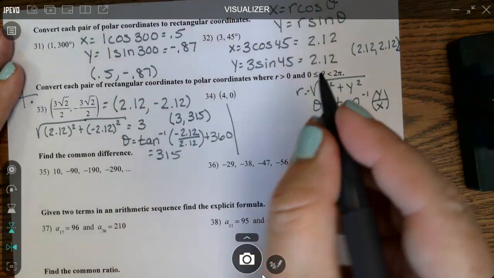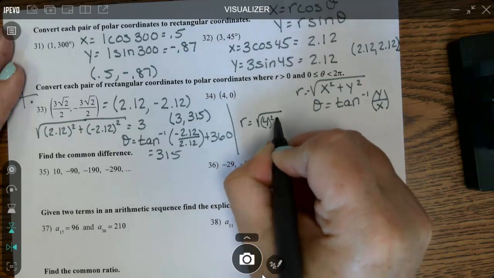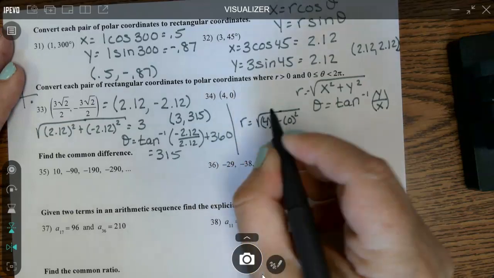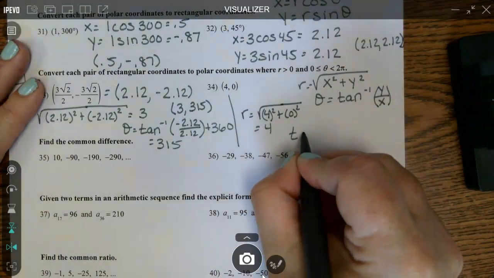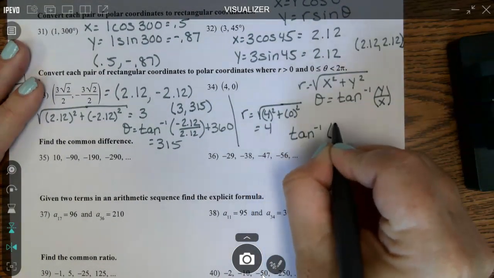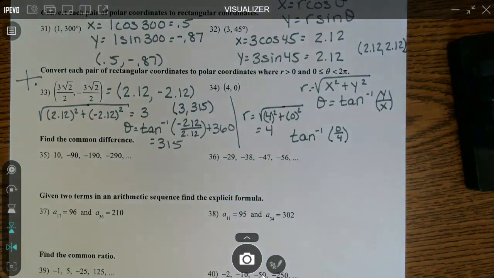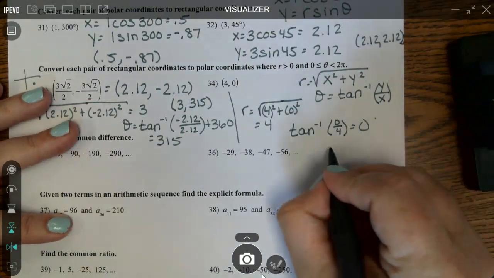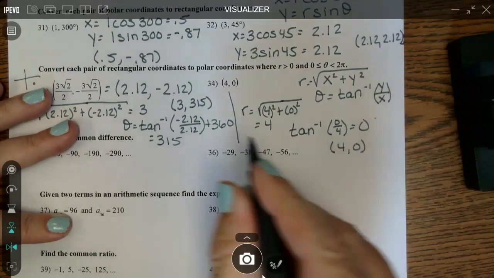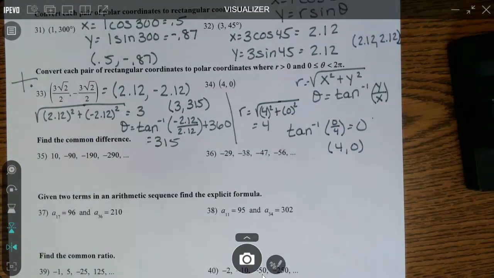Okay, so here we go. r equals the square root of 4 squared plus 0 squared. And the answer is 4. Inverse tangent y over x. Since this is straddling the x and y axis, we don't have to type anything in, and the answer is 0 degrees. So that would just be 4 and 0. This does not happen often, but it's kind of cool when it does.